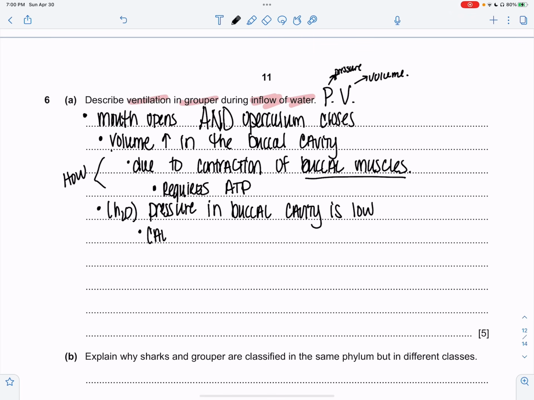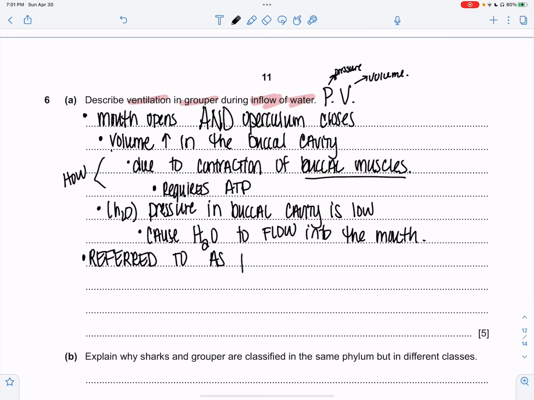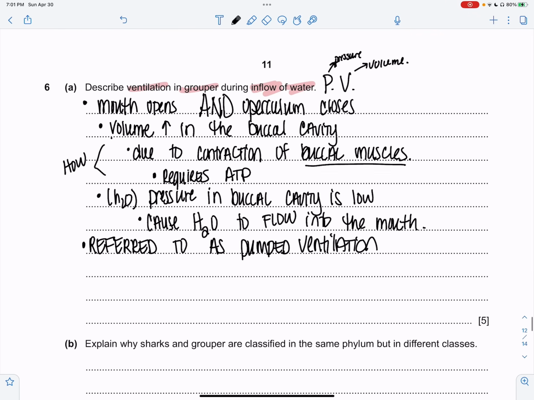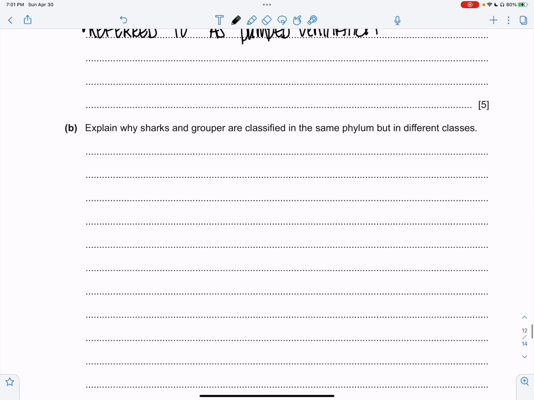Okay, and because of this low pressure, this will cause water to flow into the mouth. And this last mark, you could actually start with it in the beginning. This is referred to as pumped ventilation. This is when you see fish that can be stagnant, just staying in one area, opening and closing their mouth. They're breathing.